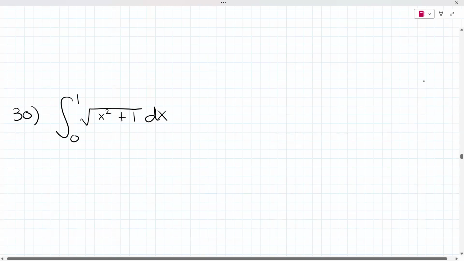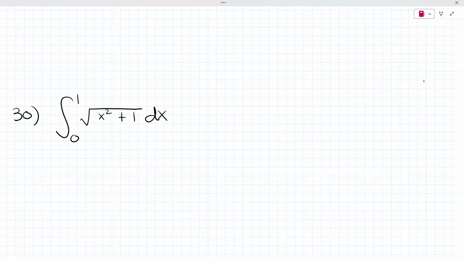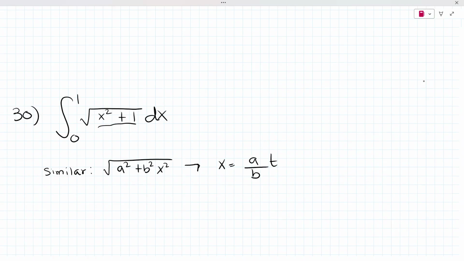Okay, number 30, we have to take the integration from 0 to 1 of the square root of x squared plus 1 with dx. So I think it is another trig substitution, but the only difference is we have boundaries. So x squared plus 1, does that look familiar? Anything that looks familiar? Yes. It's very similar to the square root of a squared plus b squared x squared, where x is going to be a over b of tan theta, right?